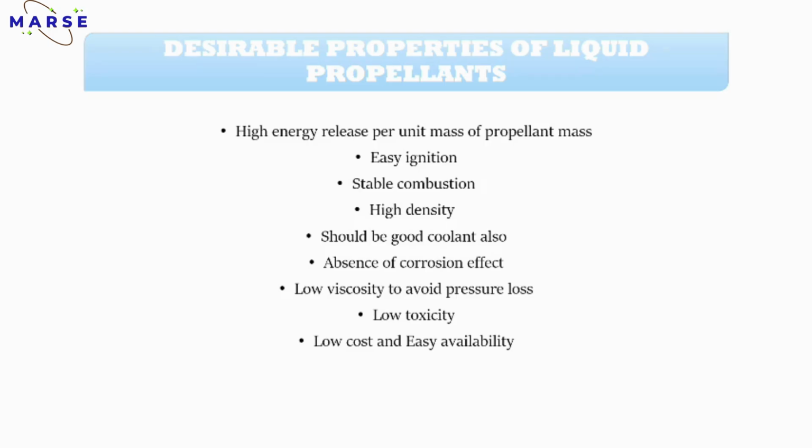Understood? The next one is absence of corrosion effect. If the propellant has corrosive properties, then the material present in the motor is going to corrode. That's why it should have an absence of corrosion effect. Then low viscosity to avoid pressure loss. If the viscosity is high, it will increase the pressure losses.